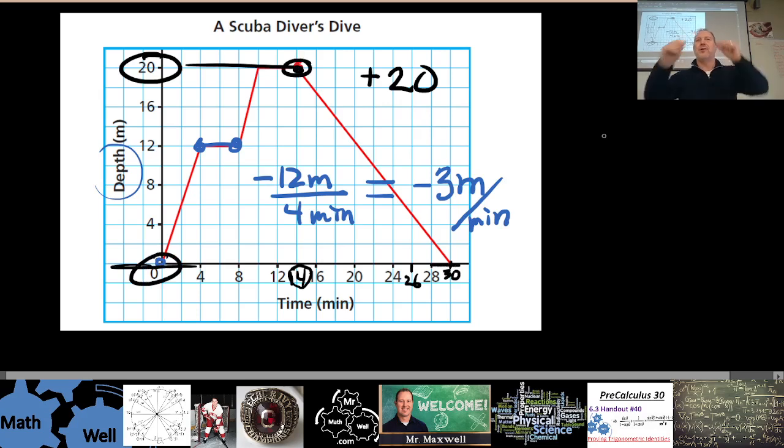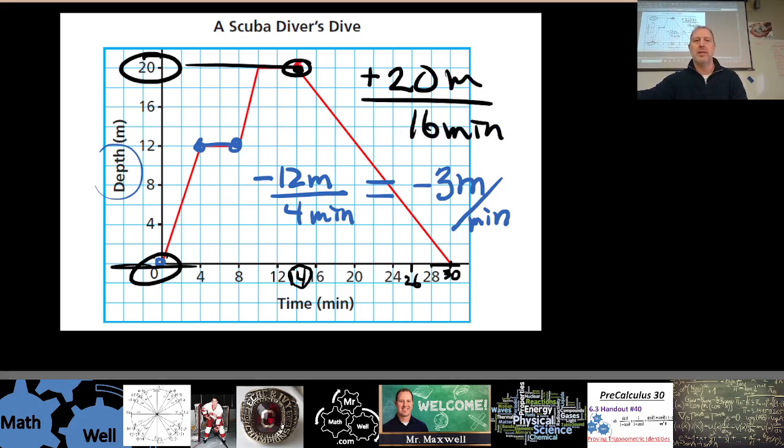So even though it looks like it's going down, it's depth. So they're going up 20 meters in, what do we say, 16 minutes? Can I simplify this at all, like as a fraction? I can divide by 2. That's 10 over 8. I can divide that by 2. That's 5 over 4. So 5 over 4 meters per minute.